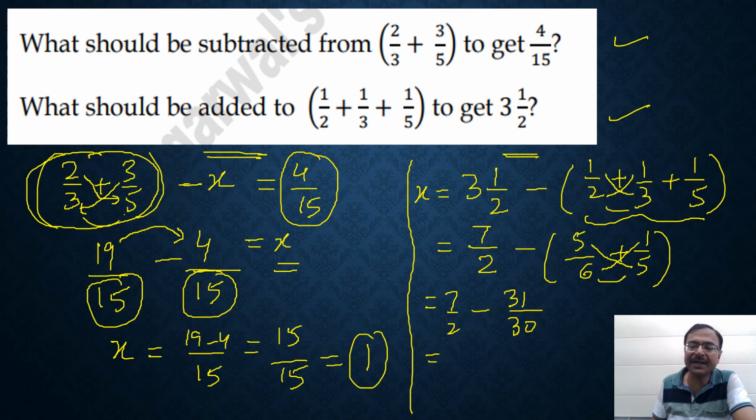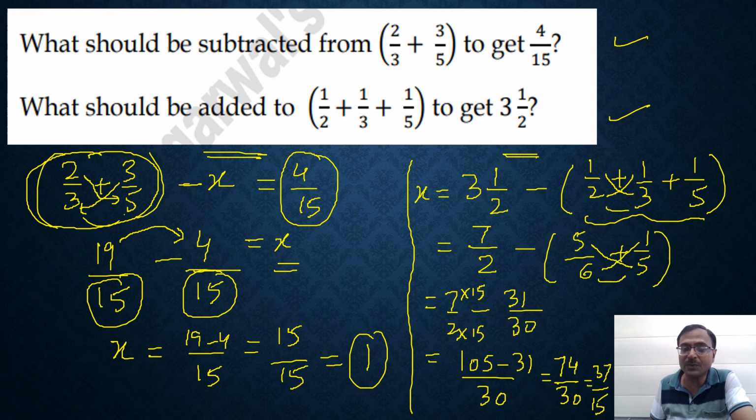Now if you convert that into a common denominator, this is into 15, right? 15 2s are 30, and this is into 15. So 15 7s are 105 minus 31 over 30, which gives me 74 upon 30, or you can reduce it to 37 upon 15, which is the answer for this particular question. So you should add 37 upon 15 to 1/2 plus 1/3 plus 1/5 to get 3.5.